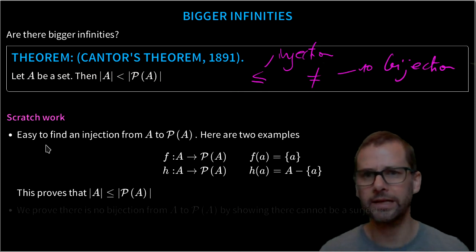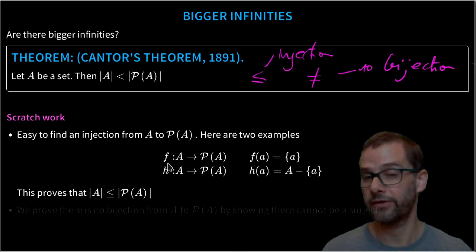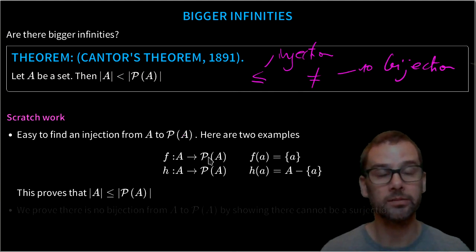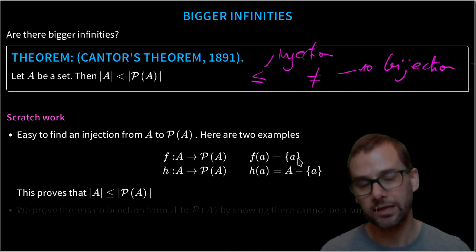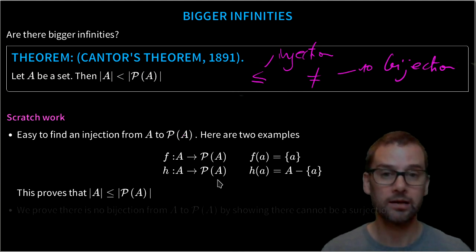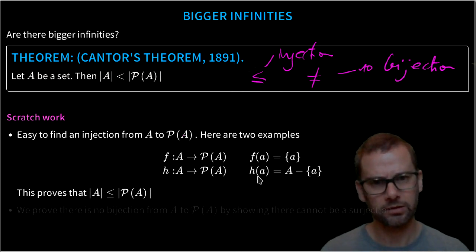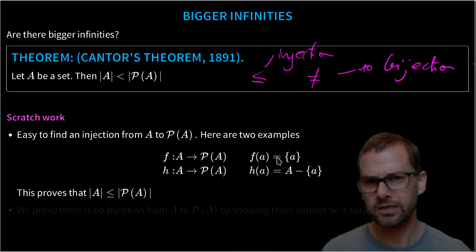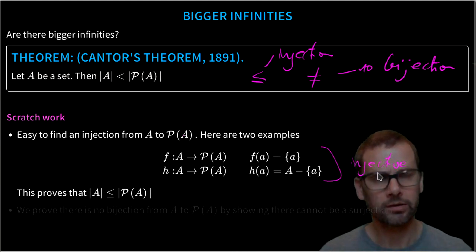But we can quite quickly and easily find an injection from A to its power set. So here are two simple examples. We can take the set function f, which takes the set A to its power set, so namely it takes elements of A and turns them into subsets of A. We can do that just by taking any element and turning it into the set that contains that element. Another good example is the function h, which maps A into the power set of A just by taking the complement: the image of any element is the set of all elements except that one. With a little bit of work, you can prove that these are both injective. That's not too hard. It's not a bad exercise.